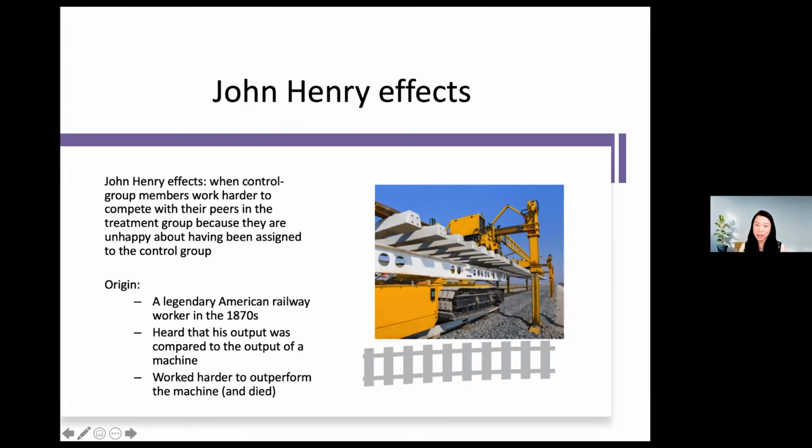So the sad John Henry story resembles a common behavioral effect under experiments. Usually when people know they're in a treatment or a control group, especially when your sample knows they're in the control group, they may change their behavior to compete with their peers who are in the treatment group. So this is called the John Henry effect.